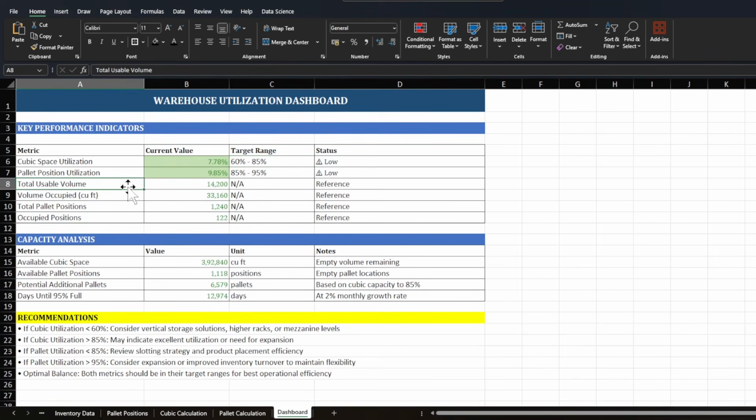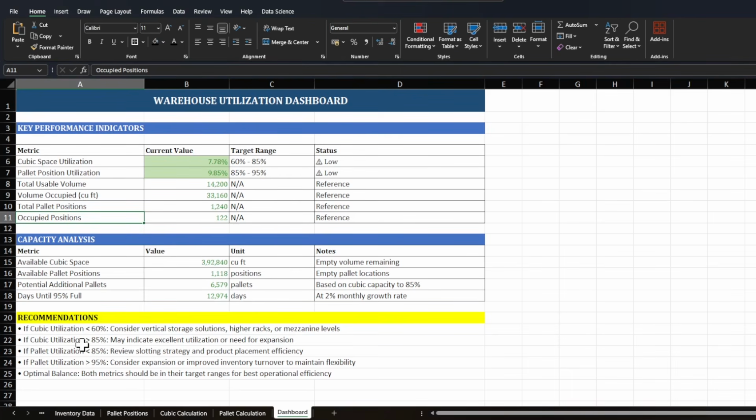The same way, what is your total usable volume? If you have some target, you can create an alert here as well. What is your total pallet position? What is your occupied position as well? There are some recommendations which you can follow, that if your cubic utilization is less than 60%, you can check out the pallet or vertical storage solution.